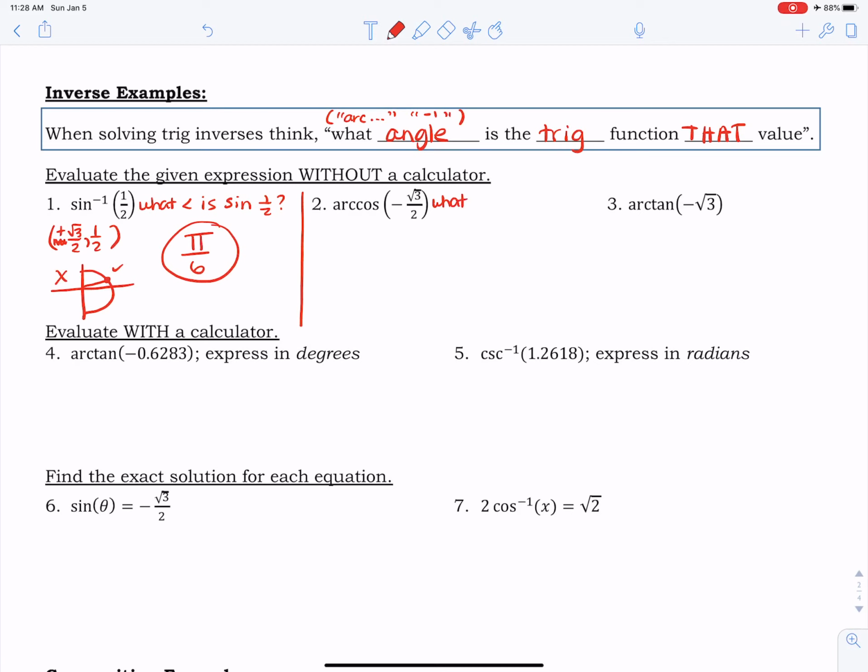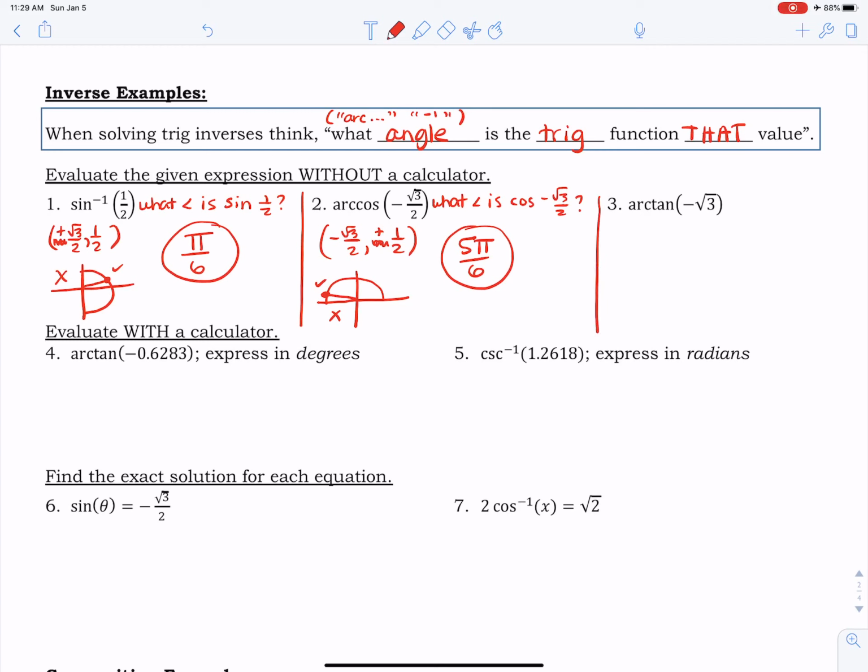Next, we see arc. So we got to think, what angle is cosine negative square root of 3 over 2? So set up my coordinate. My possible values are positive 1/2 and negative 1/2, but choose the one that's within the range. So positive, yay, negative, nope. So we scribble this one out. And that is here, and that is 5 pi over 6.